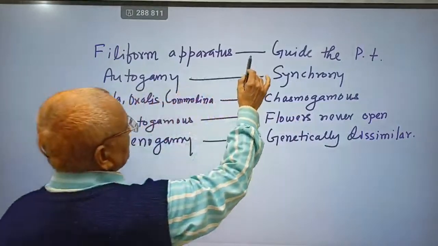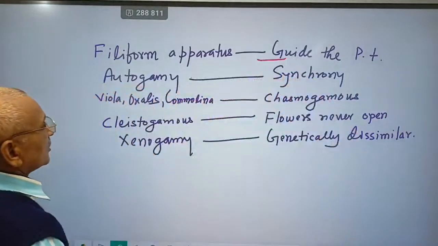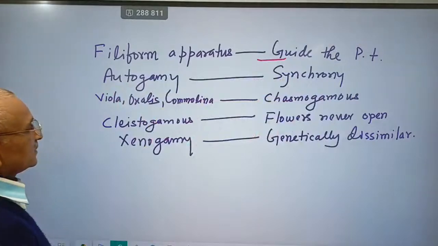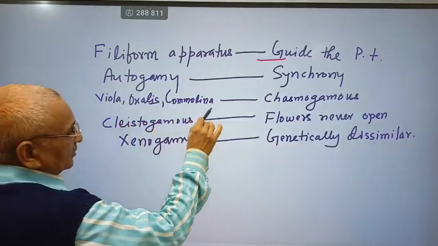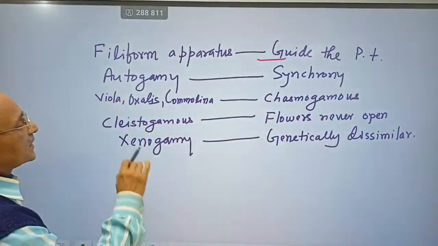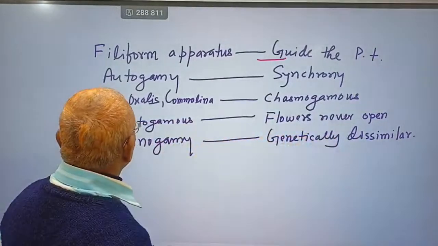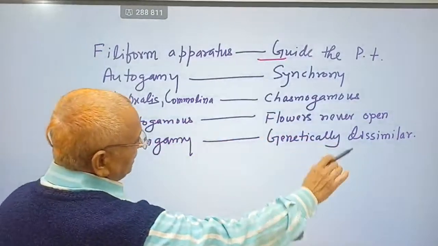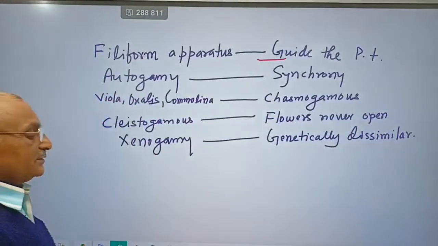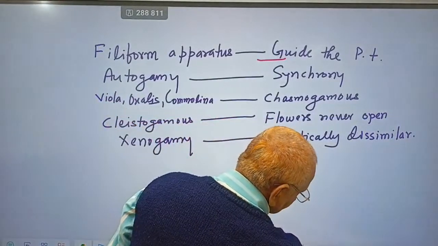Now try to get your answer. Filiform apparatus guides the pollen tube. Autogamy is synchrony. Viola, Oxalis and Commelina are chasmogamous flowers. Cleistogamous flowers never open. Geitonogamy is genetically dissimilar. So you can easily do it. Next.